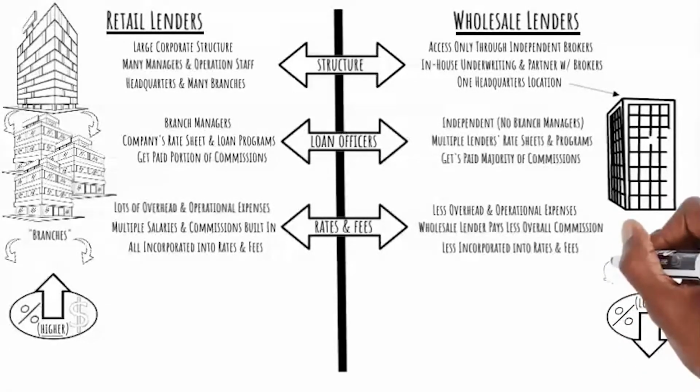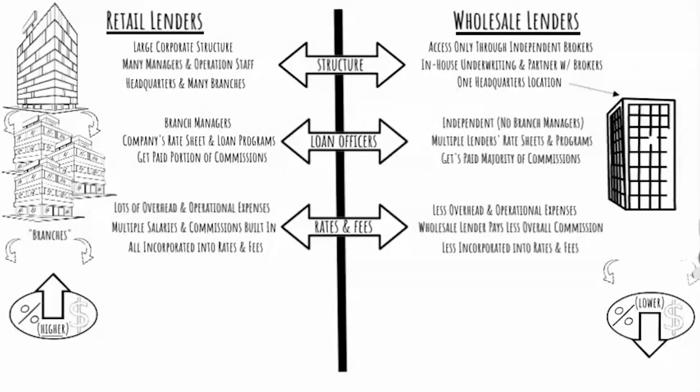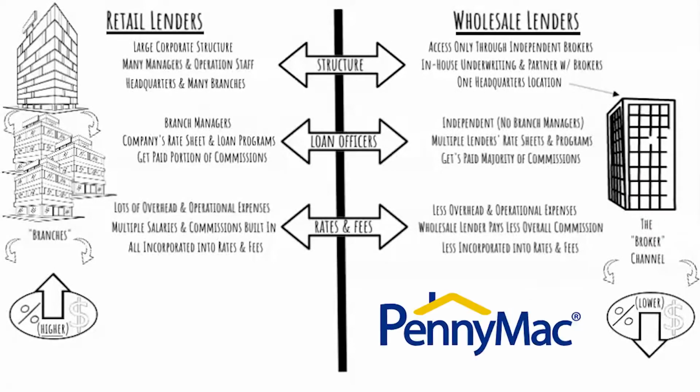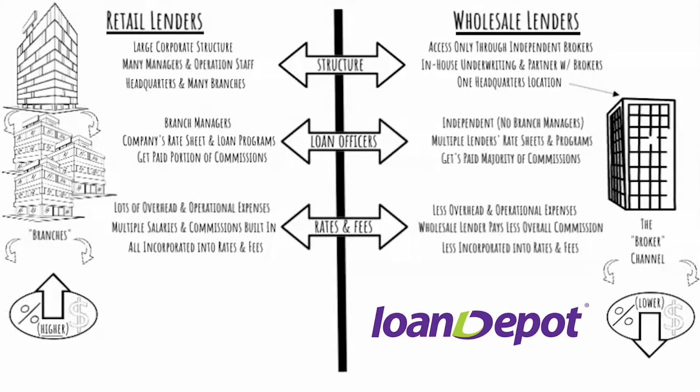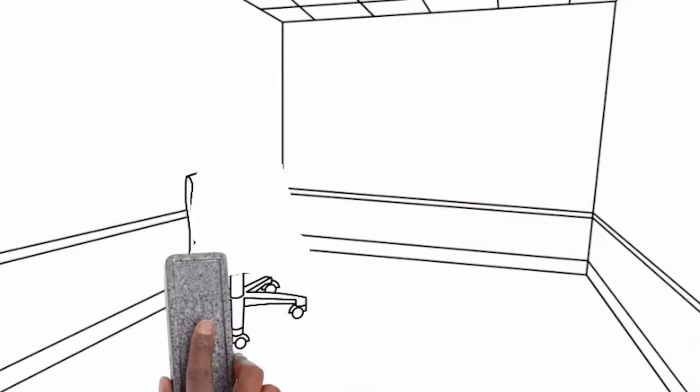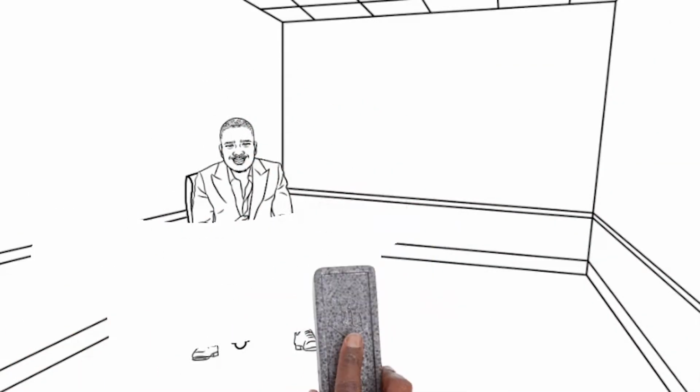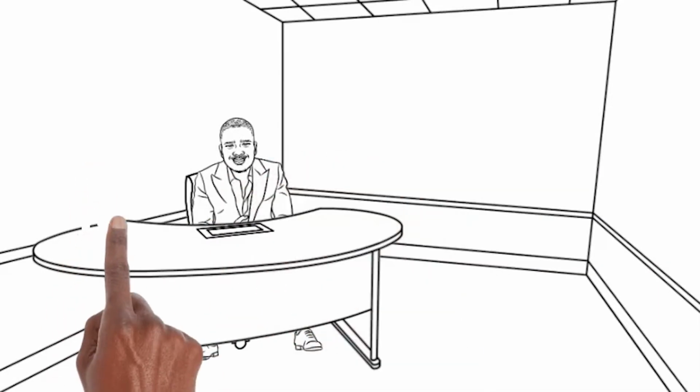But remember, as a consumer, you only get access to these types of lenders through the broker channel. And examples of wholesale lenders that brokers can give you access to are companies like Home Point, PennyMac, Loan Depot, Caliber, and UWM. Now, if you want access to lower rates and lower fees on your home loan, stay with me a little longer so that I can explain to you how the process will work.